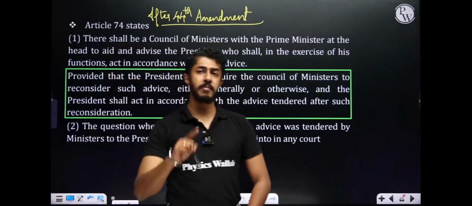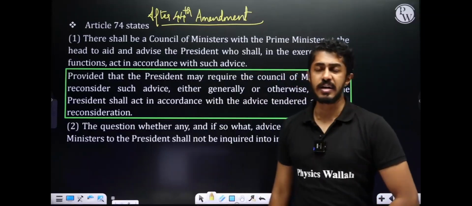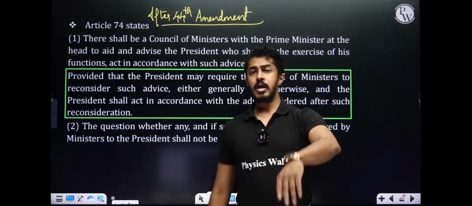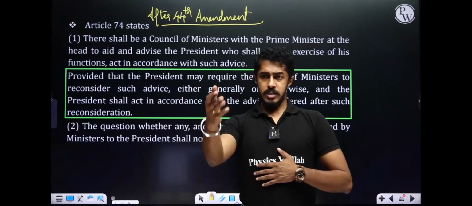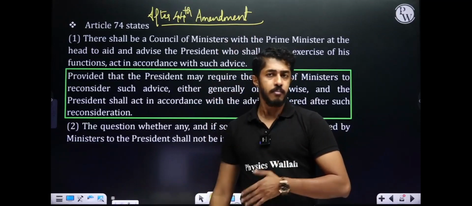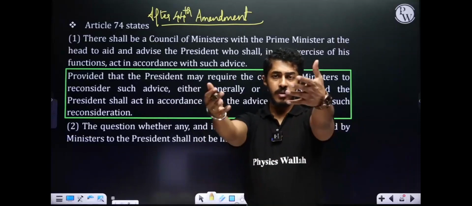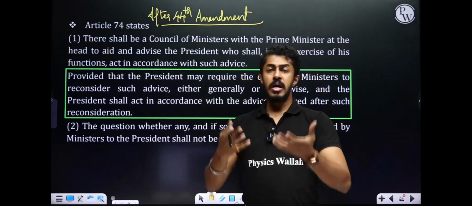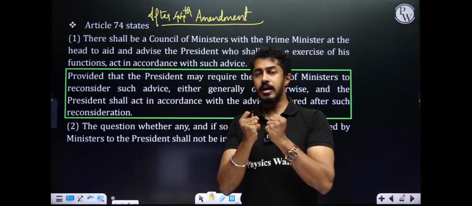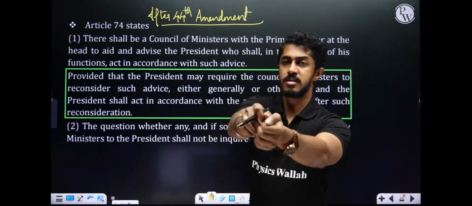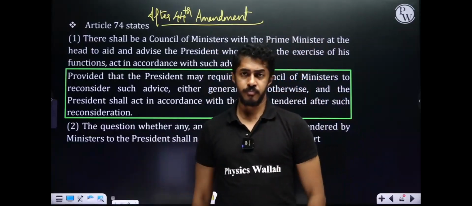After the 44th Amendment, what happened to the content of Article 74? That means, if I am the President, and Satish and Suganya are part of the Council of Ministers, you give me advice. Whatever advice you gave, I did not like it. I can ask you to just reconsider this, and I send it back to you.